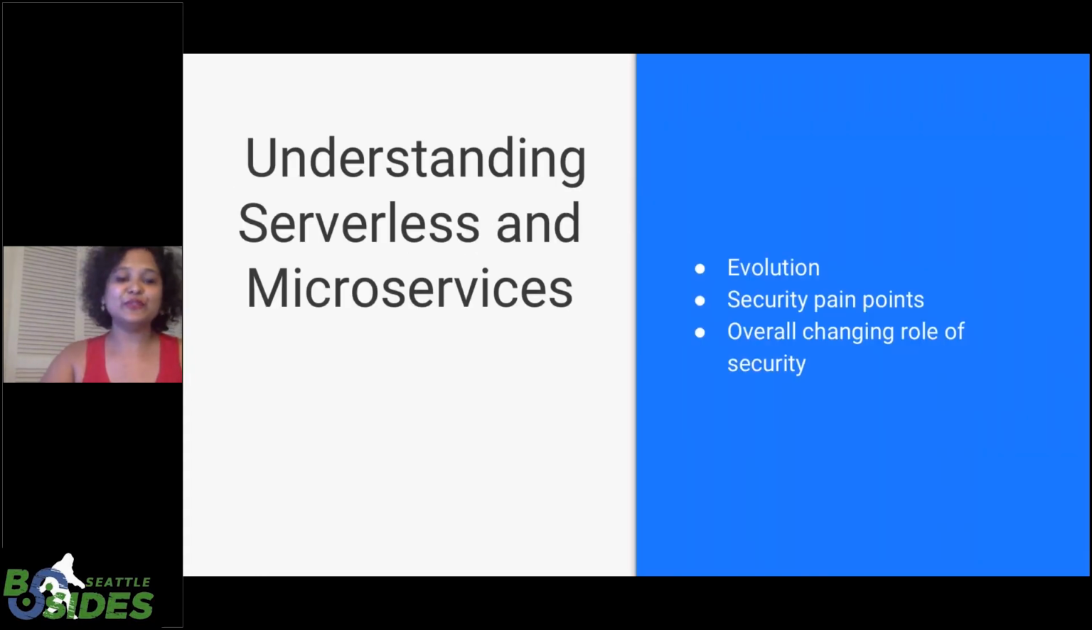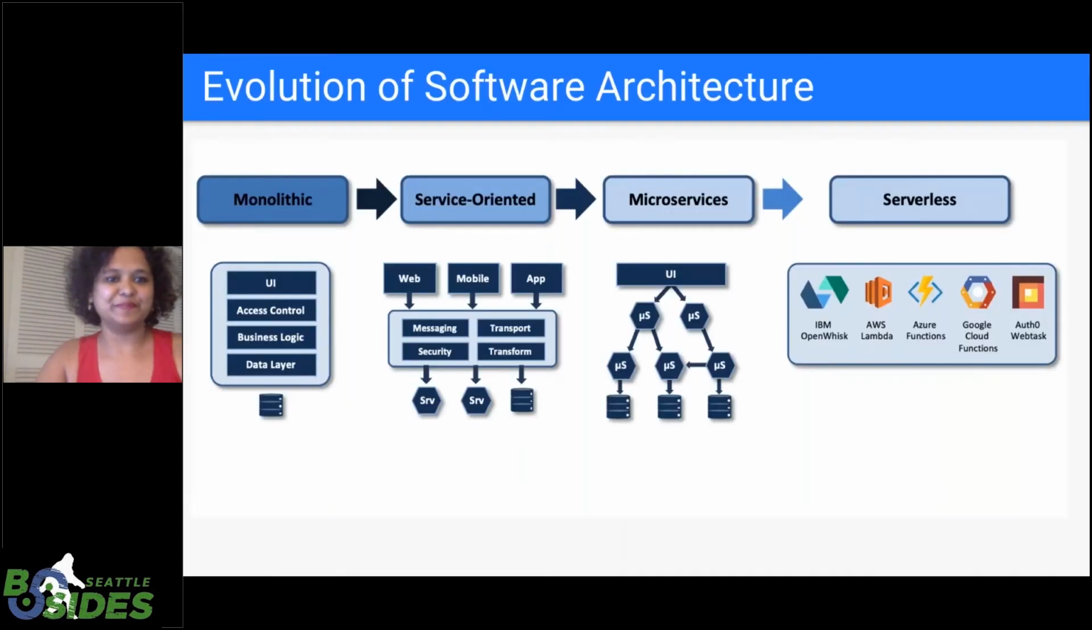Let's start with evolution and then try to understand what the security pain points are and how the overall role of security has changed with the evolution of microservices and serverless. As you can see on the left-hand side, there is a monolith application. If you remember, around 15 to 20 years back, the world was full of giant monolith applications, which contained a typical UI layer, then a big fat business logic layer, which was tightly coupled with the backend data layer.